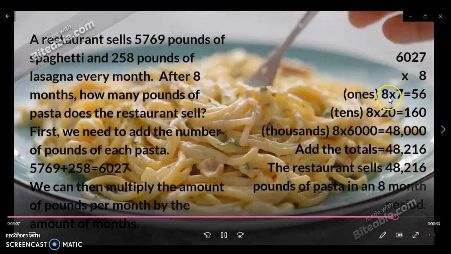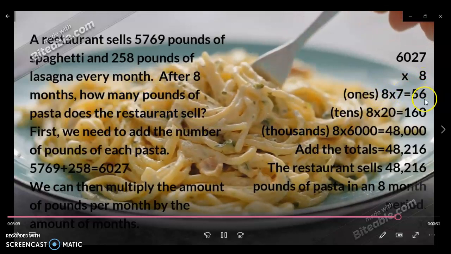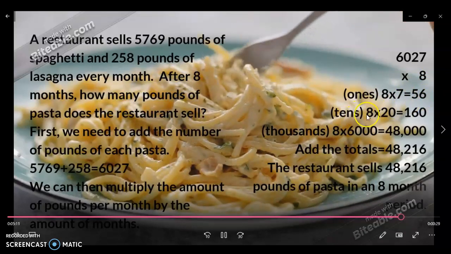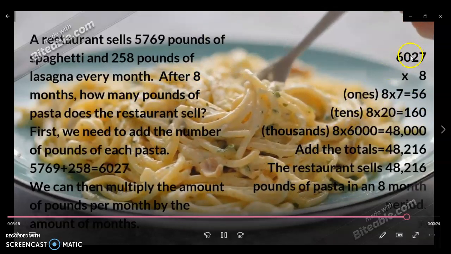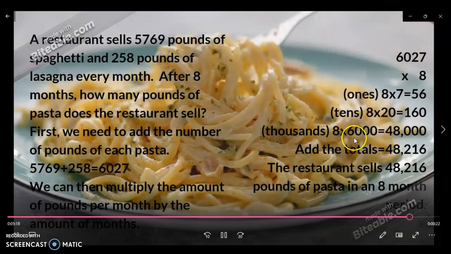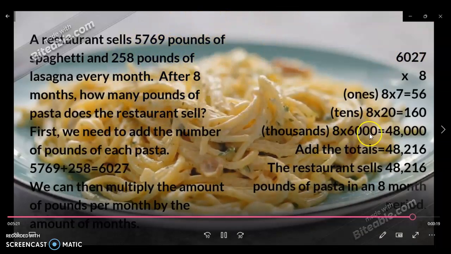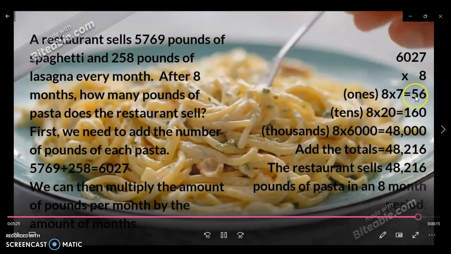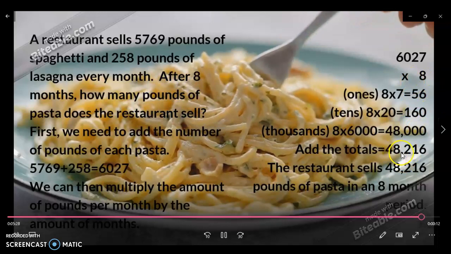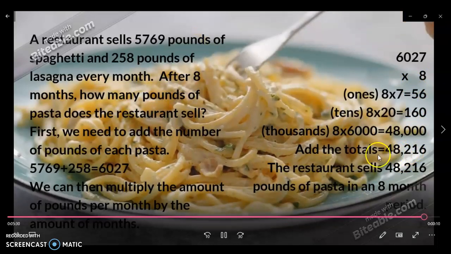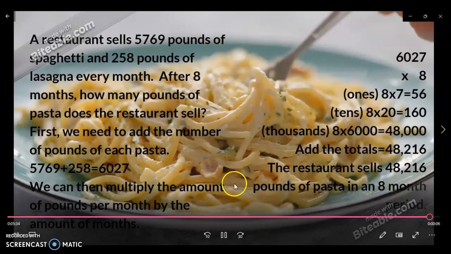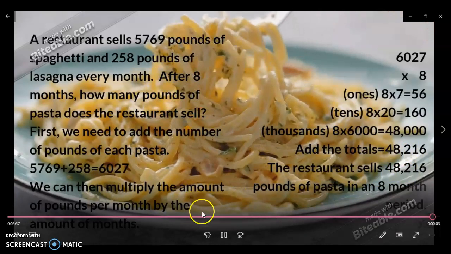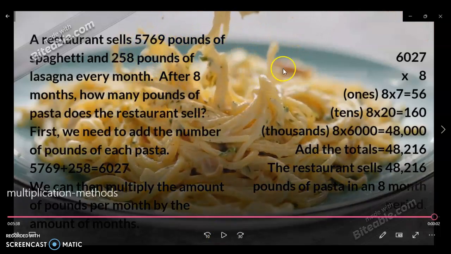We take our ones again: 8 times 7 equals 56. Our tens: 8 times 20 gives us 160. We have no hundreds here, so we jump to thousands: 8 times 6,000 gives us 48,000. The total together is 48,216. And so the restaurant sells 48,216 pounds of pasta in an 8-month period. That is astounding.